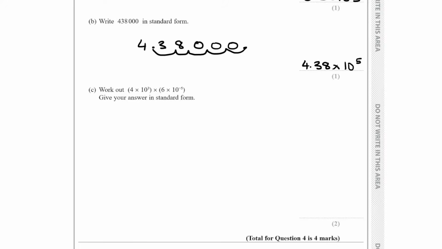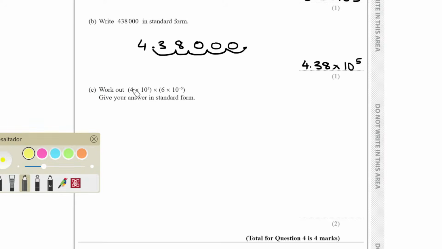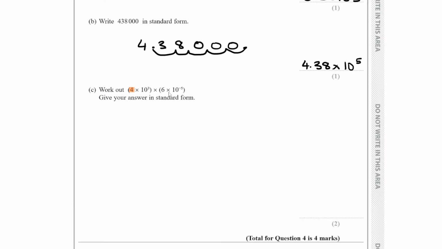So the way that I split it up, they've obviously put brackets in, but if you think about multiplying multiple things, it doesn't matter which order you multiply them in. So what I mean by that is I would pick out, let me get a decent colour, just the 4 and the 6, multiply those. That's quite straightforward, isn't it? And then I would pick out the 10s and multiply those separately. And then at the end I'll bring it back together. So obviously 4 times 6, that will give you 24. And then 10 to the power of 3 times 10 to the minus 5.